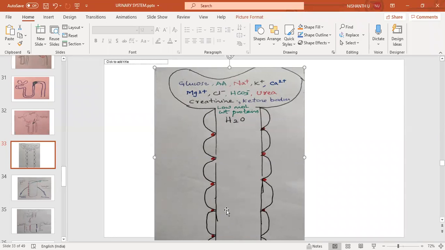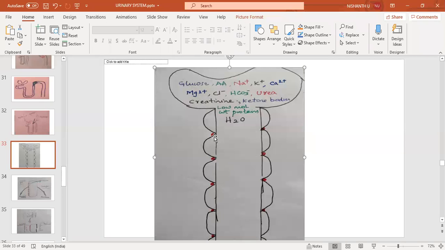For our convenience, I have drawn it like this. This is the proximal convoluted tubule. These are the linings, the cells which line the proximal convoluted tubule. And this one, we call it the lumen, or tube. And these are the cells which are surrounding the lumen. These are the cells of the proximal convoluted tubule.